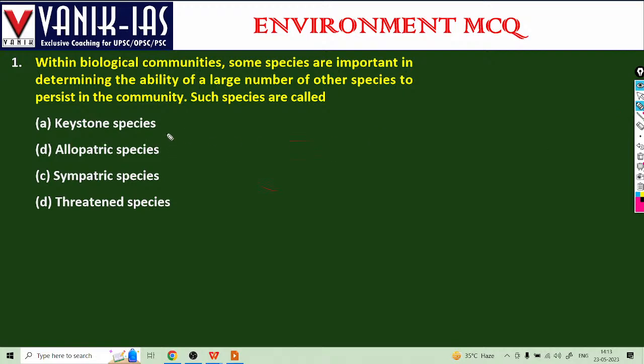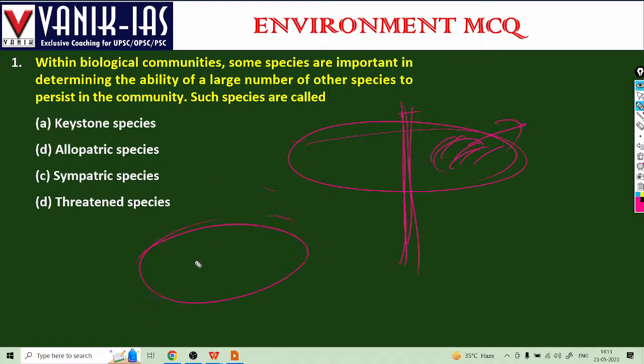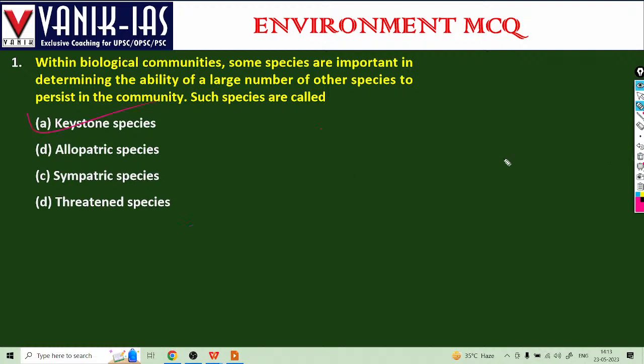Next, what is allopatric species and what is sympatric species? Allopatric species means species development occurs after habitat division, that is, fragmentation. So this is a particular environment, the habitat got fragmented, and a new species is created here. These are called allopatric species. If new species are created in the same environment from their ancestors, that is called sympatric species. So here the answer is keystone species. The most important species in a particular community are called keystone species.